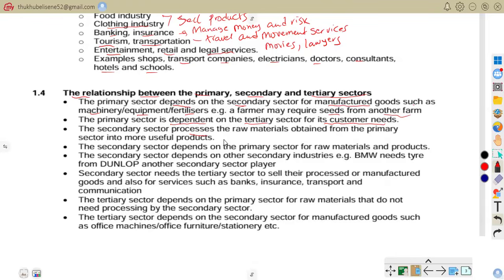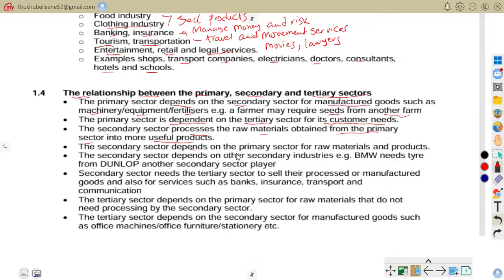The secondary sector processes the raw materials obtained from the primary sector into more useful products. So the secondary sector depends on the primary sector, because they need raw materials to operate. For them to operate, they need what? Raw materials. For example, no cotton, no clothes. If there's no cotton, there are no clothes. So they depend on the primary sector because it is going to supply them with cotton to make cloth.